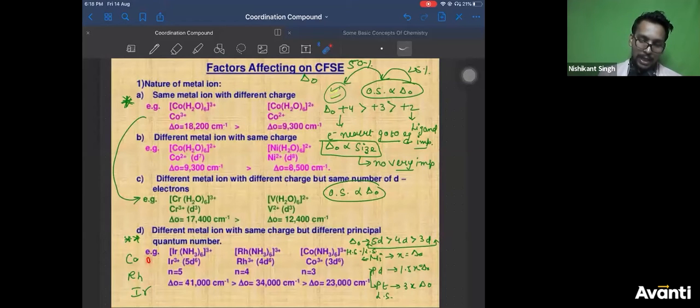So we are trying to say here, as you go down the group, delta O increases. Cobalt, rhodium, iridium are in the same group. So as you go down the group, delta O increases. Tejas, same thing. As you go down the group, delta O value increases. Tejas, in short.